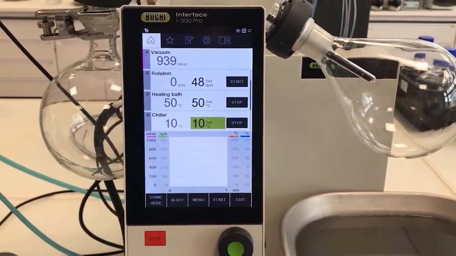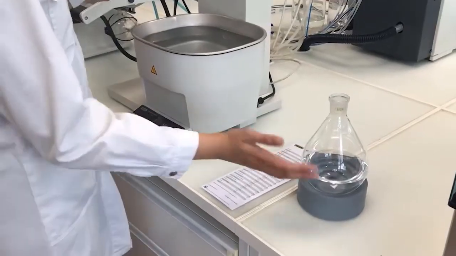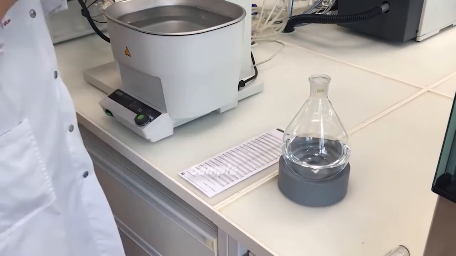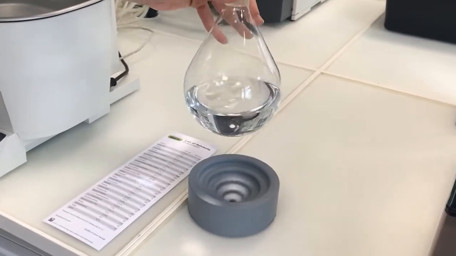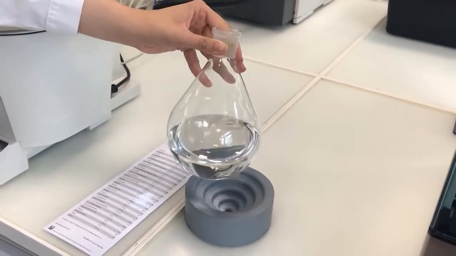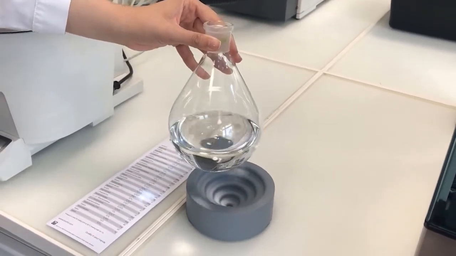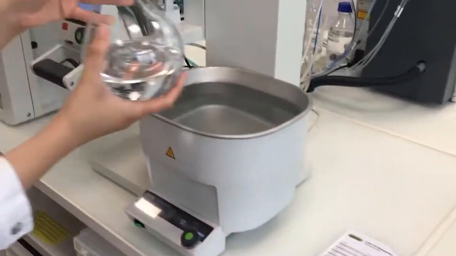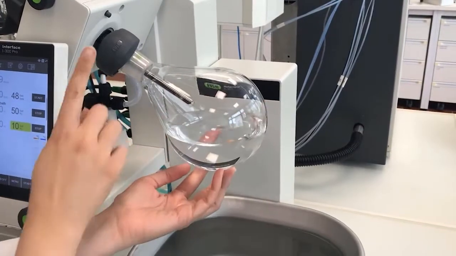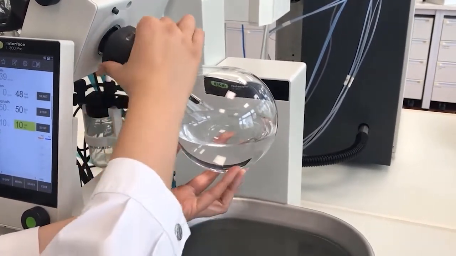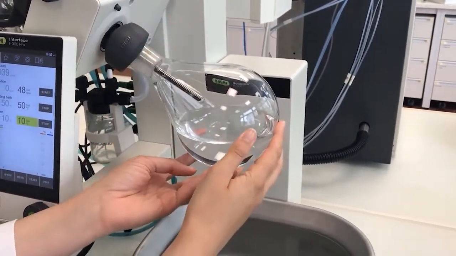And now, let's get to the sample. Here is our flask with the sample. We filled the 1 liter evaporating flask to half of its volume. The bigger the flask, the better, since the surface area will be bigger. Next, we attach the flask to the vapor duct and close the combi clip. We recommend not to tighten the combi clip too much, since we will be under vacuum.